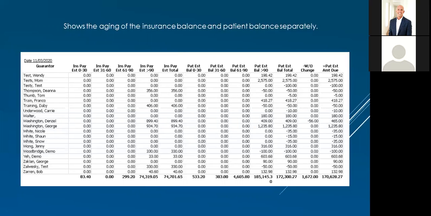But then if I look at the 6th column and going further to the right, I can see my estimated patient balances from 0 to 30, 30 to 60, 60 to 90, 90 plus.